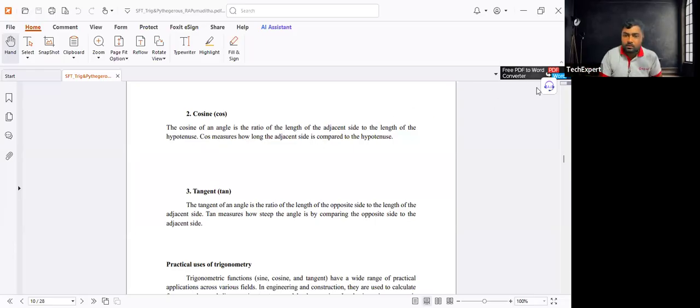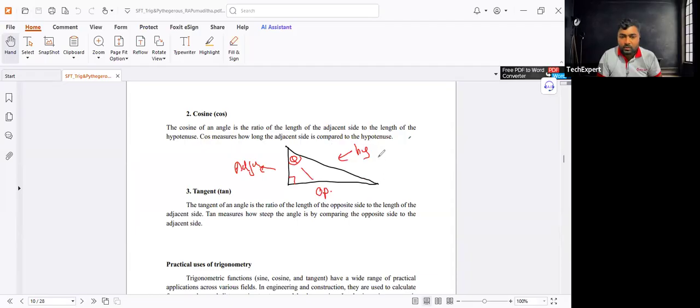Cosine or cos. In here, if this is theta, I will take theta here because in the previous one I chose this one. When it's a 90-degree angle, this is the hypotenuse, this is the opposite side, and this is the adjacent side.